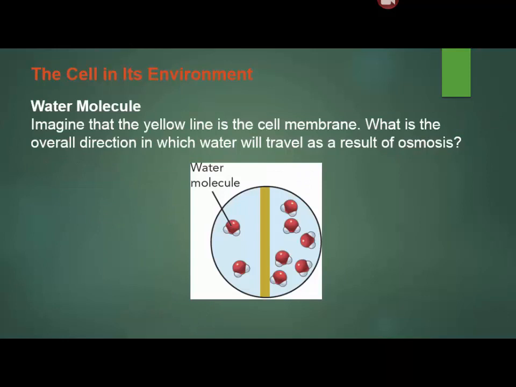And finally, looking at this picture, imagine that the yellow line represents a cell membrane. What is the overall direction in which water will travel as a result of osmosis? You can simply put an arrow on here indicating what direction it would travel.